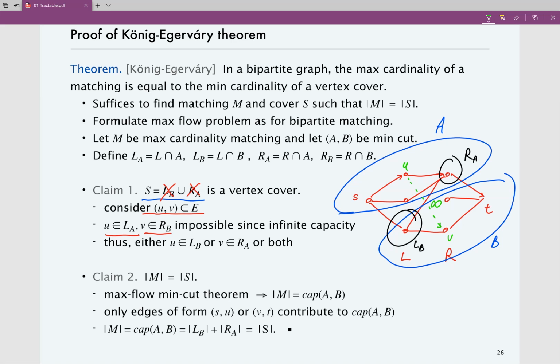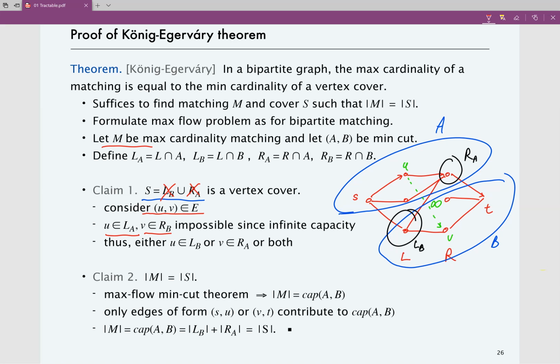Okay, but we know the min cut is not infinite because we know that, let's go back to red over here, right? We know that the min cut is equal to the max flow, which is equal to the maximum matching, which is of course finite. Okay, so that means that we cannot possibly have an edge going from LA to RB. Okay, so these edges do not exist.